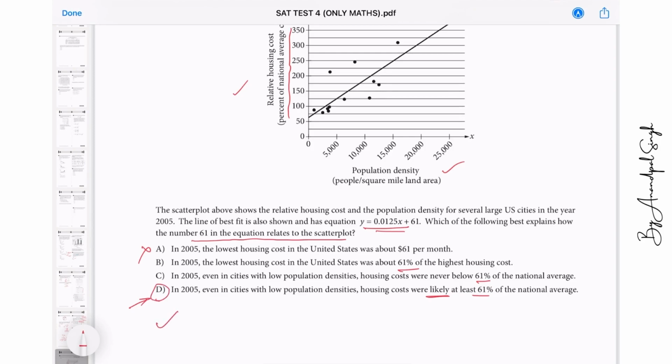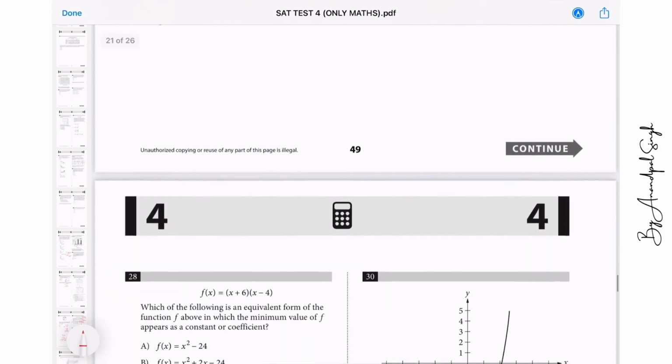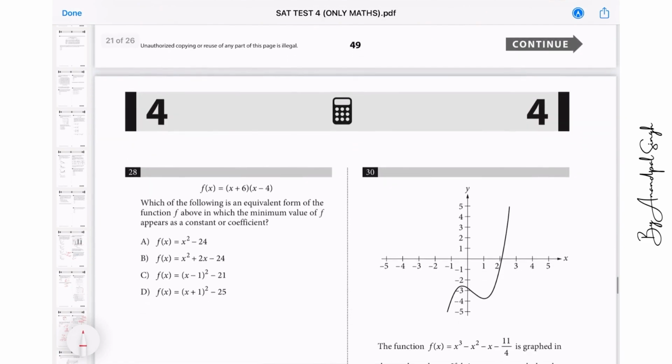Then we have question number 28. Which of the following is an equivalent form of this? So we will simply look at which form shows the constant or coefficient. The minimum value appears as the constant when we have the whole square form.